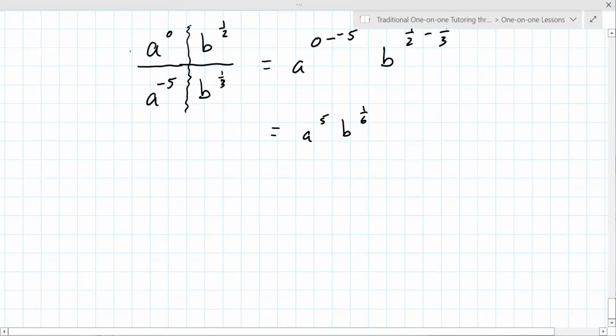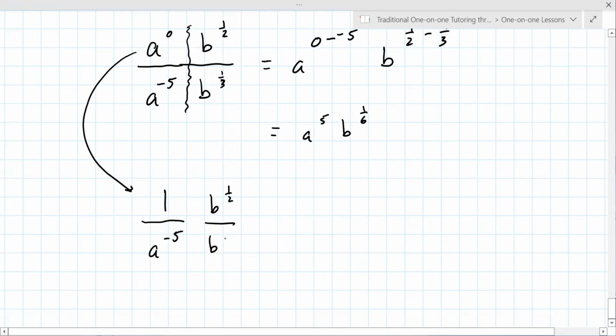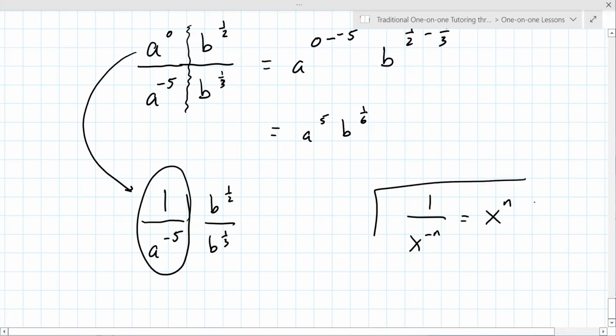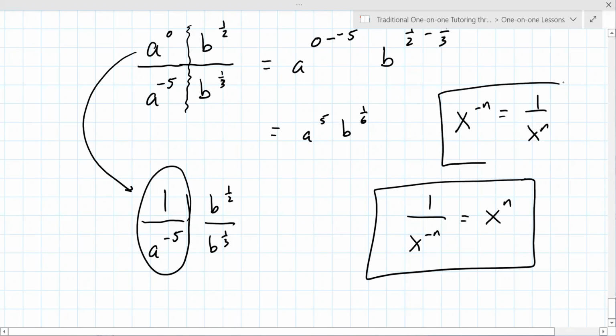Now let's say you were like, hey, I really want to treat a to the 0 as 1, which is totally fine. It still works out the same. You just have to remember how to deal with this. It is a property related to the one that we looked at earlier. A negative exponent basically flips from the bottom to the top, or goes from the top to the bottom. So in this top rectangle, the negative exponent goes to the bottom. In this bottom rectangle, the negative exponent goes to the top.